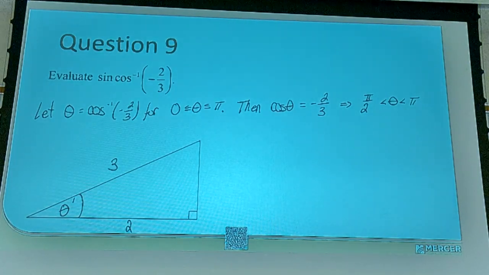One. It can't be 4 because 4 is larger than 3. But it can be 1. It could be, but it's not. Actually, it couldn't be because then it wouldn't satisfy the Pythagorean theorem. But at least 1 is an acceptable length, right? It's within the acceptable range.